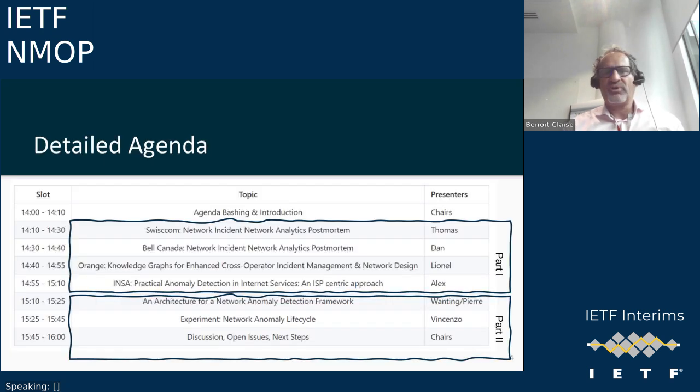So we have the detailed agenda here. As I mentioned, the point number one, Swisscom is going to present the postmortem for a network incident. Bell Canada as well. Orange, as a newcomer, will discuss knowledge graph, and INSA Lyon will discuss anomaly detection in ISP. The part two is the architecture for network anomaly detection framework, the experiment that was done on the network anomaly lifecycle draft, and then the part three was discussion.